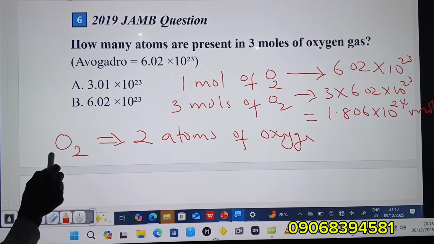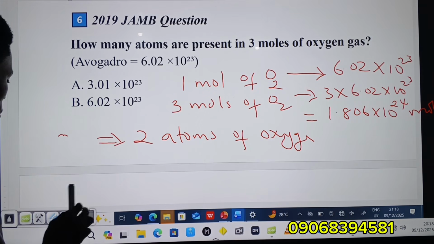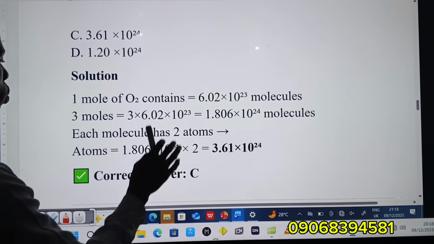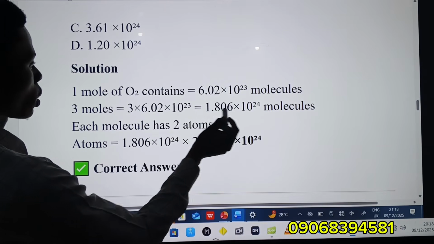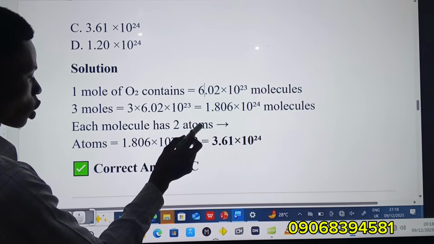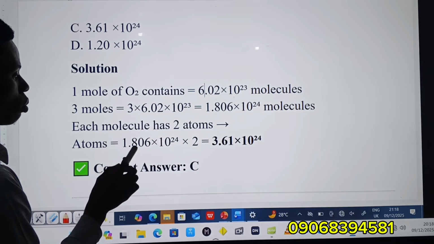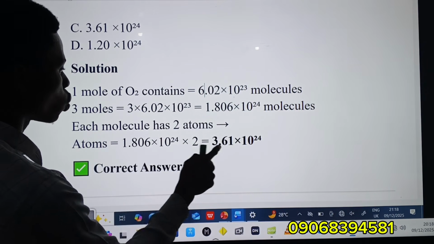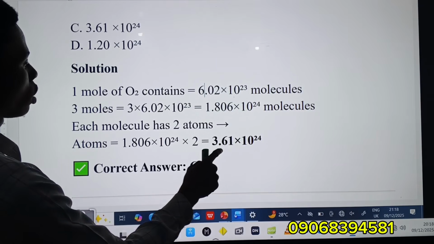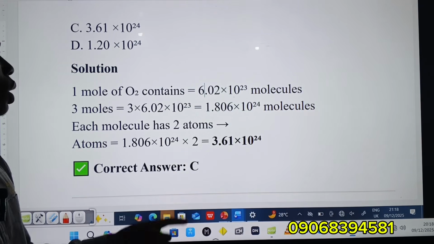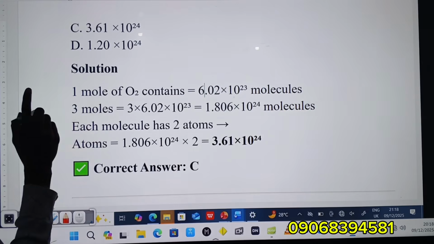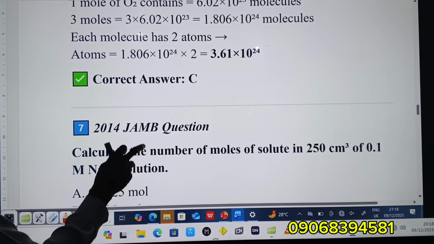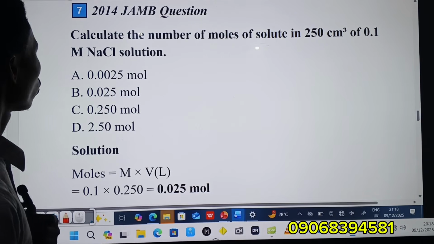Now we've gotten the number of molecules here. Let me take us up to where we are. So this is where we stopped. Now each molecule has 2 atoms, right? So since each molecule has 2 atoms, we'll be multiplying this times 2, which will give us our answer here. So you just multiply by 2. This 2 is coming from the fact that 1 molecule has 2 atoms. All right. Now, next question.